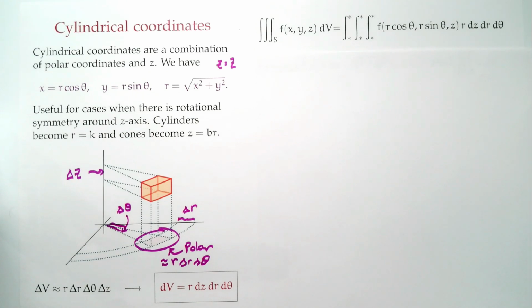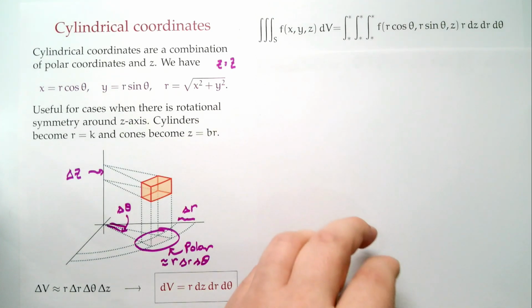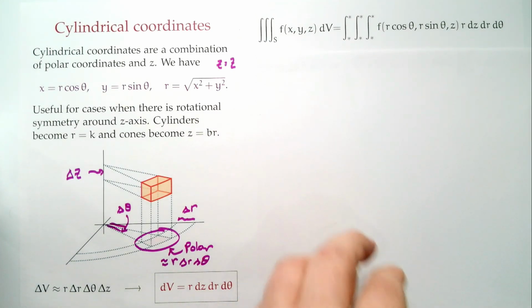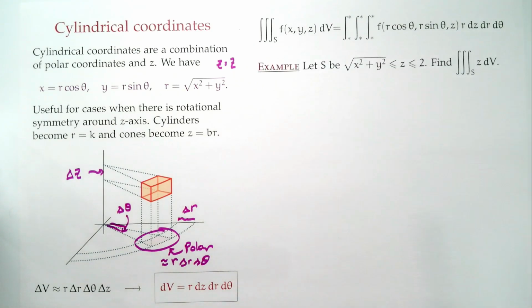And now, away you go. Because it doesn't really matter what symbols we use. The integration is still the same. You work your way one layer at a time. Say, okay, integrate with respect to z. Integrate with respect to r. Integrate with respect to theta. What symbols we use don't change our methods. So let's do an example.